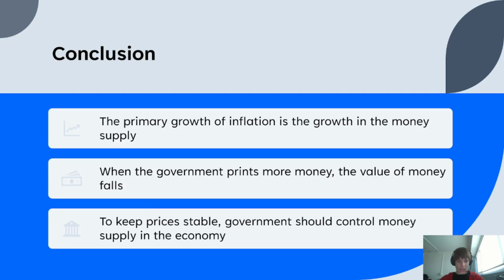In conclusion, I want to say that the primary cause of inflation is growth in the money supply. Second, when the government, especially the central bank, prints more money, the value of money falls. And to keep prices stable, the government should control the money supply in the economy.